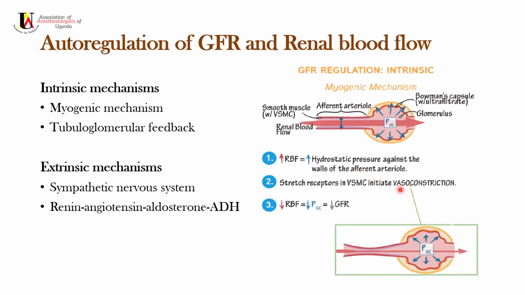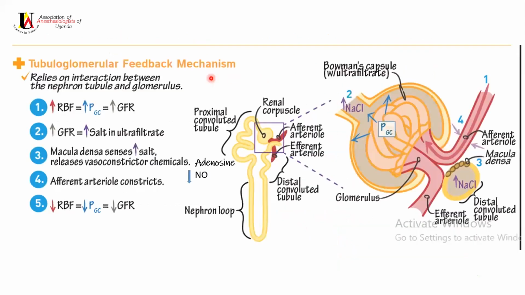So when vasoconstriction takes place, there's definitely going to be a reduction in renal blood flow, and hence GFR. And then the opposite happens when the blood pressure is low and there's less stretching of the afferent arterioles. Then the tubuloglomerular feedback.